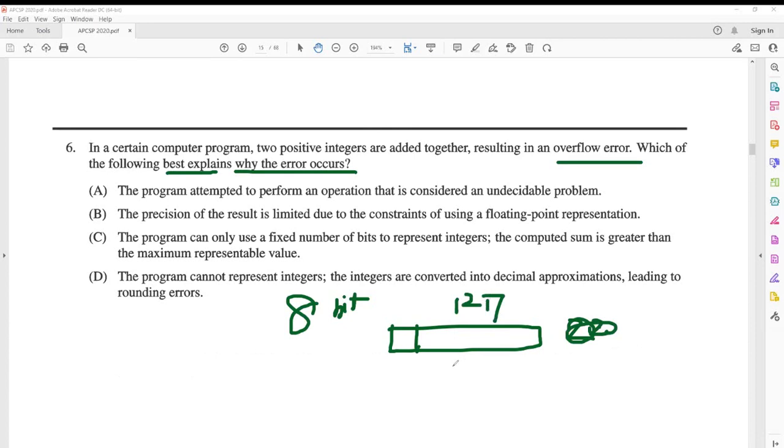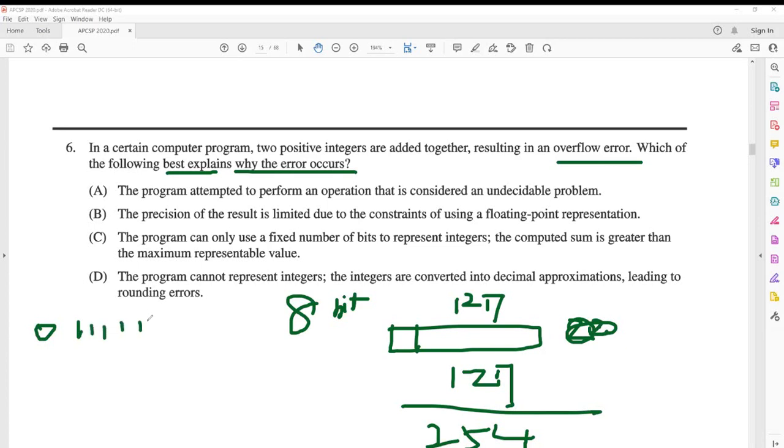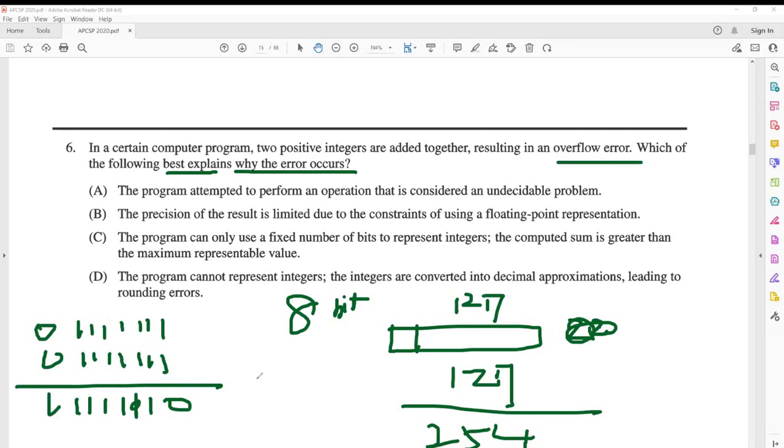So 127 plus 127, you are supposed to get 254, but in fact you get a negative number because you have 0 1 1 1 1 1 1 1 and 0 1 1 1 1 1 1 1. You sum together, you get 0 1 0 0 1 1 1 1 1 1. So the 1 2 3 4 5 6 7, okay, and then 1. Okay, so this will become a negative number.